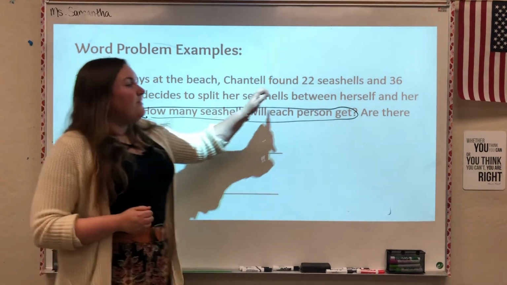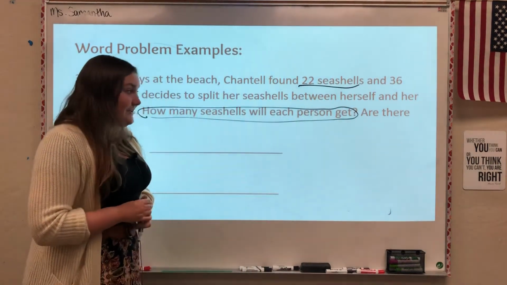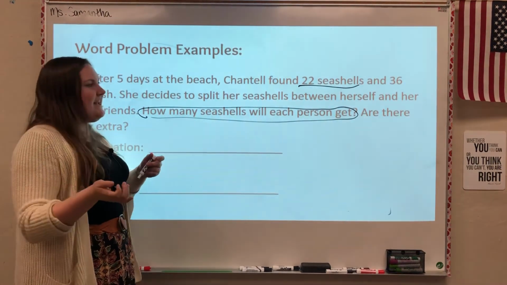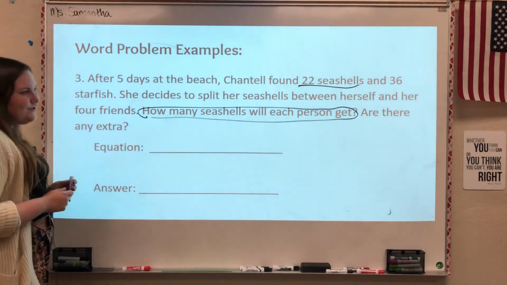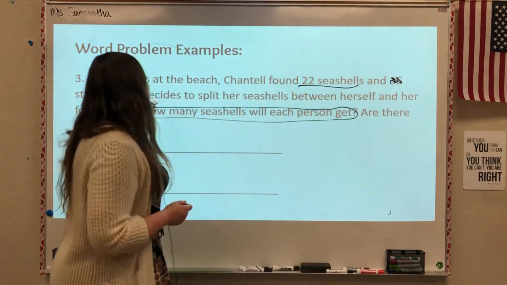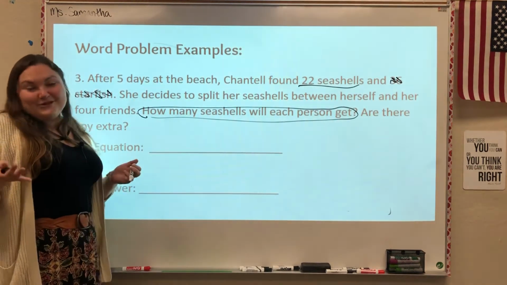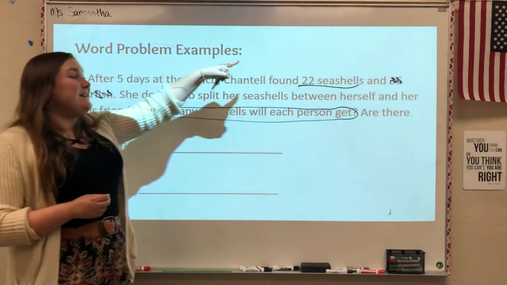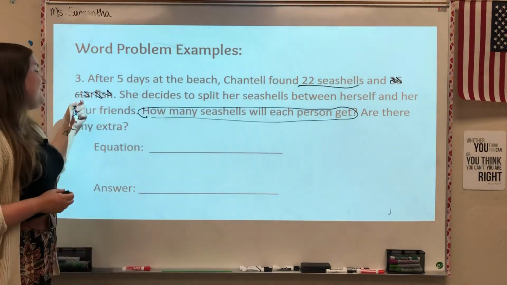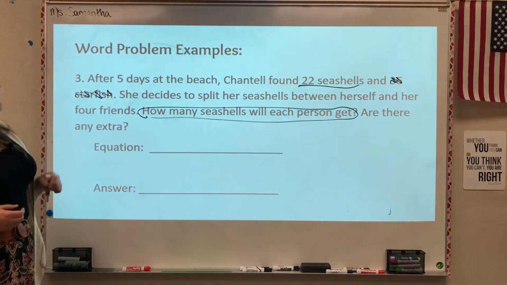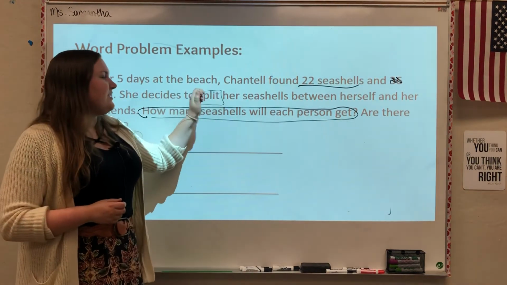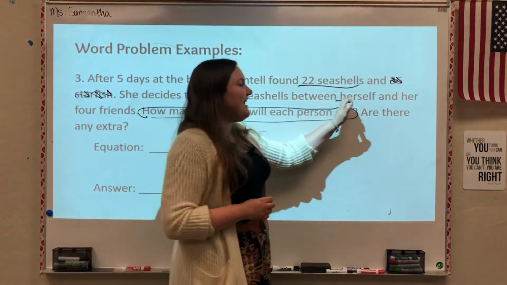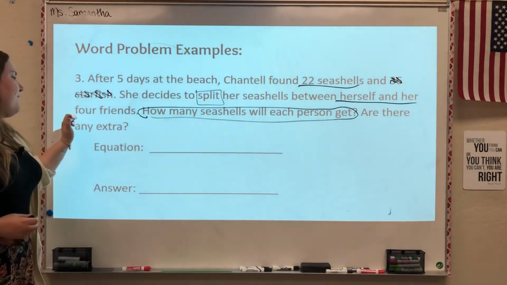I do want to know how many seashells there are. She found 22 seashells. That's going to be important information to answer the question, how many seashells each person gets. But that 36 starfish, also not relevant. She's not giving away the starfish. That's extra information we don't need. So it tells us that's how long she was at the beach. This is how many seashells she found. We don't care how many starfish she finds. It tells us she decides to split her seashells. So she's splitting those 22 seashells between herself and her 4 friends.